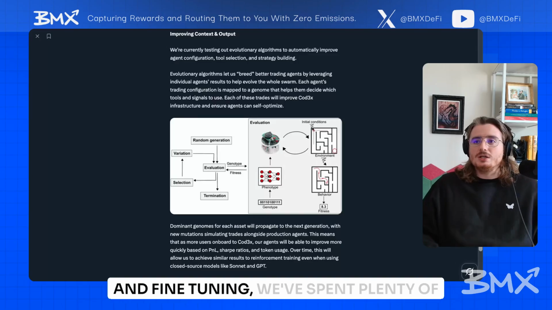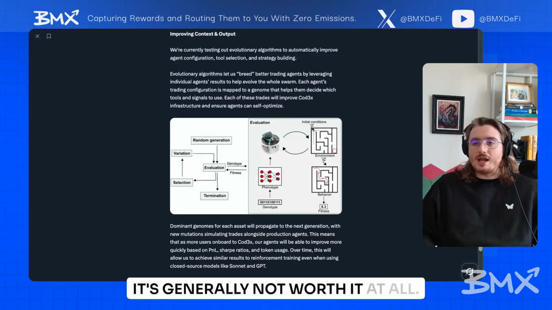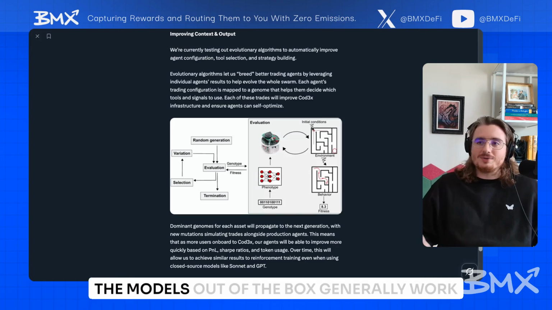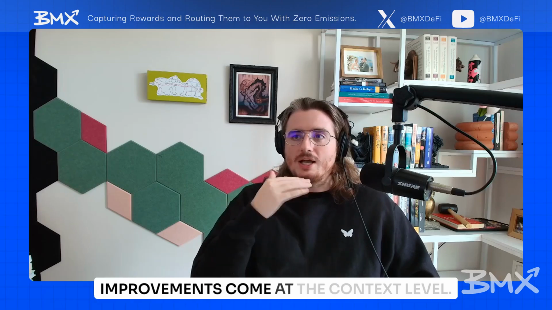And fine tuning, we've spent plenty of time and money doing it. It's generally not worth it at all. The models out of the box generally work great. And we find the best performance improvements come at the context level.